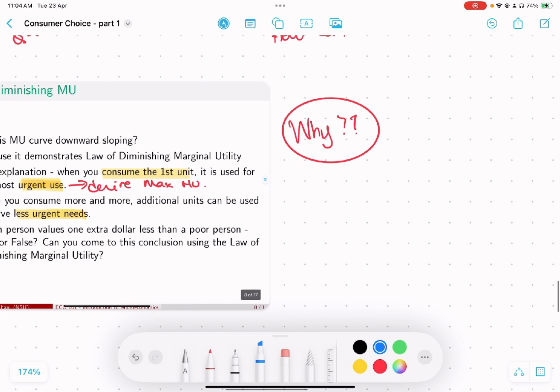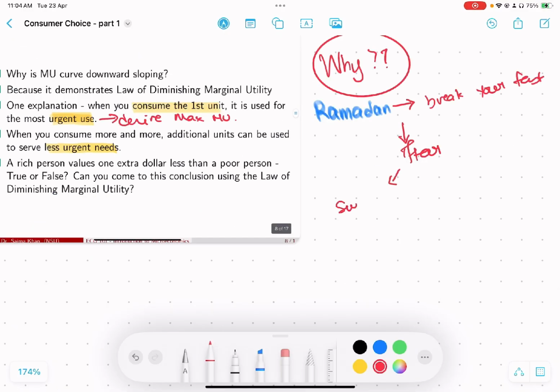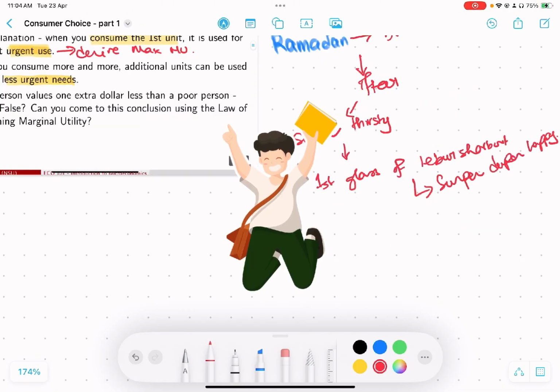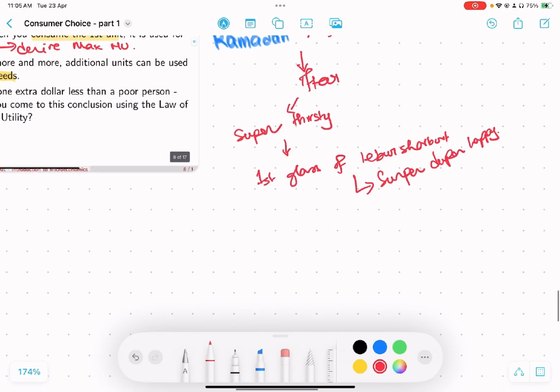Okay, so let's use a more specific example. Ramadan, when you break your fast, you are sitting down to iftar, you are super thirsty, right? So that first glass of, let's say, lebu sharbat makes you super duper happy, because you were thirsty. You were thinking, I'm gonna die if I don't have a glass of water. It's been like 40 degrees outside, I am dying. So your most urgent use is, of course, to quench your thirst, to get rid of that thirsty feeling. So that's why that first unit gives you a lot of happiness.